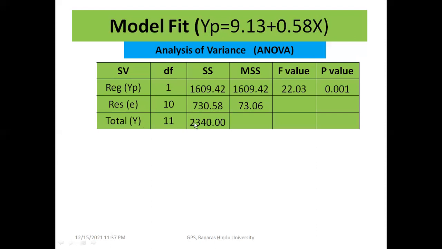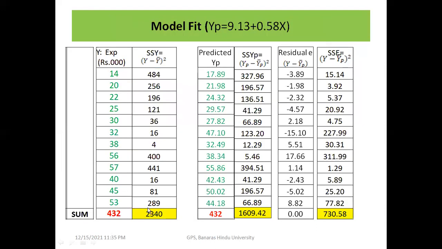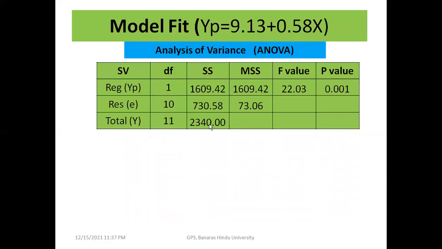So here 2340 is the same sum of square. If you see these three values and go to the previous slide, this is the total sum of square, this is the regression sum of square, and this is the residual sum of square. So it is written like this.